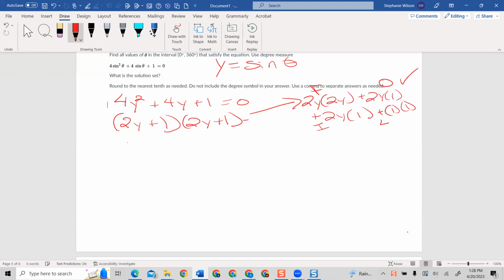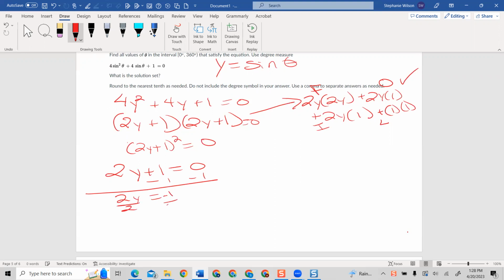So now I can rewrite this as this, right? It's the same parentheses. So this is just all notation. So I'm going to focus on what's inside it. I got 2y plus 1 is equal to 0. Let's solve for y. And then divide by 2. All right, so now I got y is equal to -1/2, and let's plug in what I know for y. Sine theta.